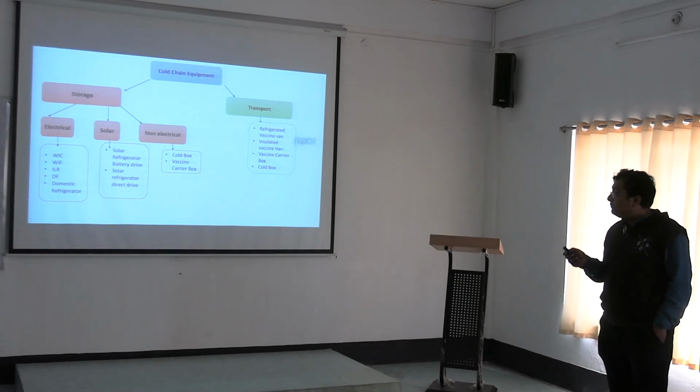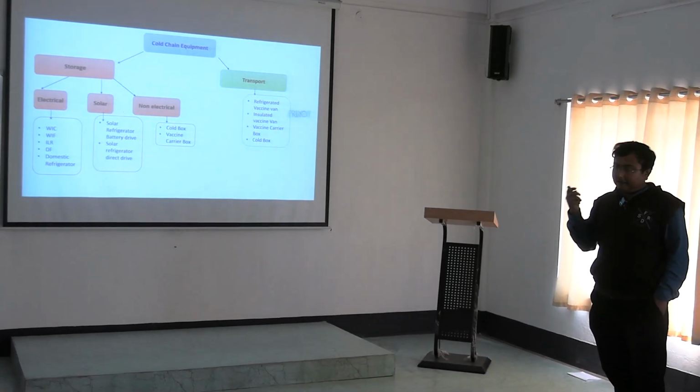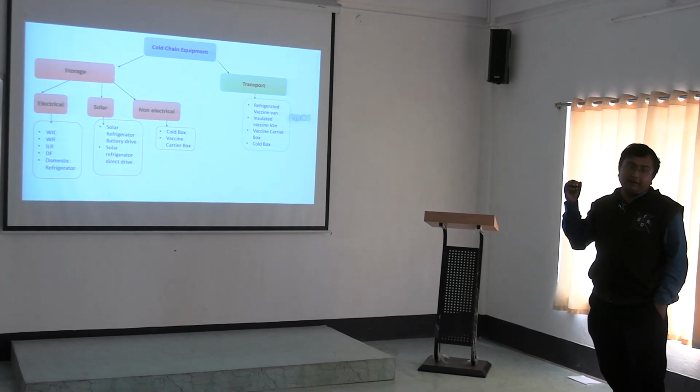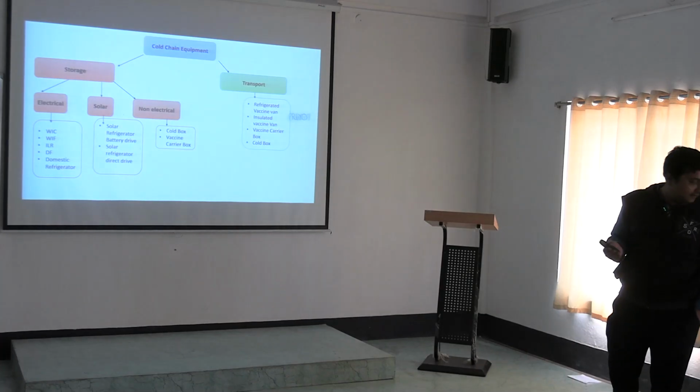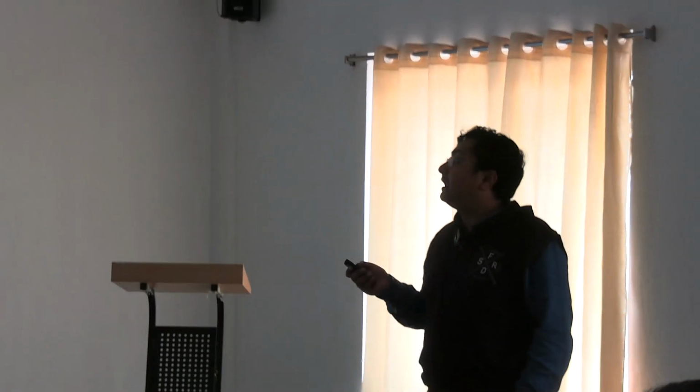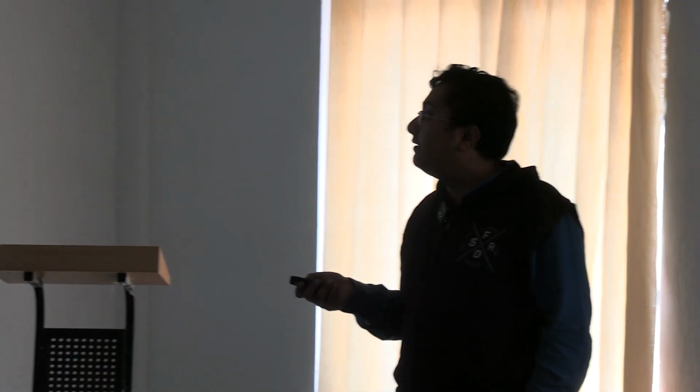Solar, these are the newer thing, and you can place it anywhere. It is for the far reach areas where electricity supply is not good. These are good there, like in the northeast region or in the Himalayan region, Uttarakhand. Solar refrigerator battery drive and solar refrigerator direct drive. These are the difference. I will come to it later. And for transport, there are refrigerated vaccine van, insulated vaccine van, vaccine carrier box again, and the cold box. Vaccine carrier box is both a storage and transport medium.